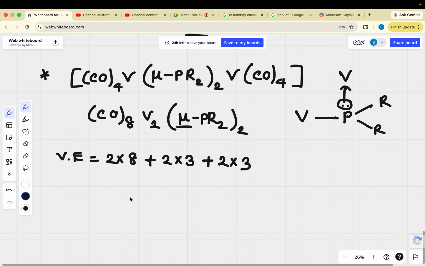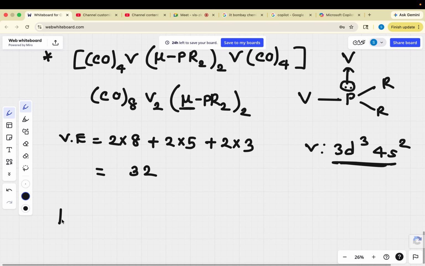So it will be 2 into 3. So 16 plus 6, 22, plus... Okay, vanadium is what? Scandium, titanium, vanadium, right? Oh, sorry, it will be 2 into 5. Vanadium is 3d3 4s2, so you have 5 electrons from each vanadium center, so 2 into 5. So 16 plus 10, 26, plus 6, so it will be your 32. Now keep the formula.